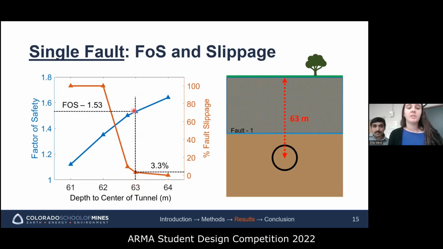At this tunnel depth, the factor of safety of the model is 1.53, which is above the design criteria of 1.5, and the percentage of slippage is 3.3%, which is less than 5. Therefore, our final design for the single fault scenario is shown here on the right, where the tunnel depth is placed at 63 meters below the surface.